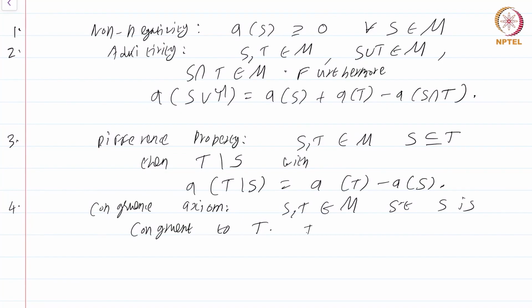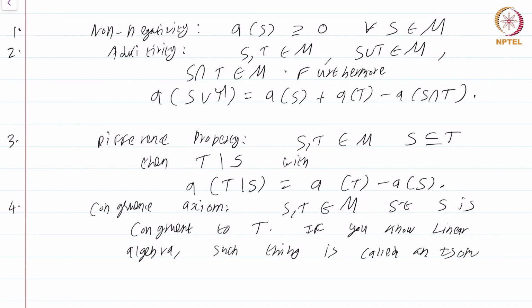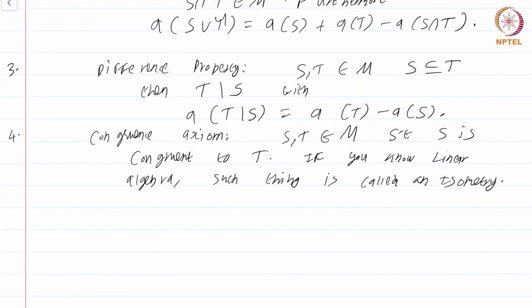If you know linear algebra, such a thing is called an isometry. These are precisely the mappings from R2 to R2 that preserve lengths.